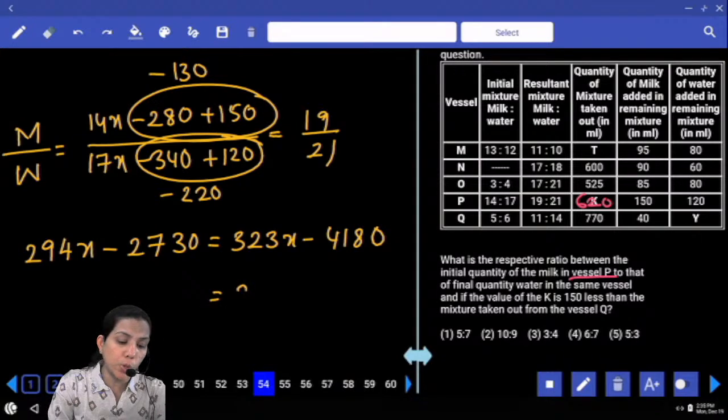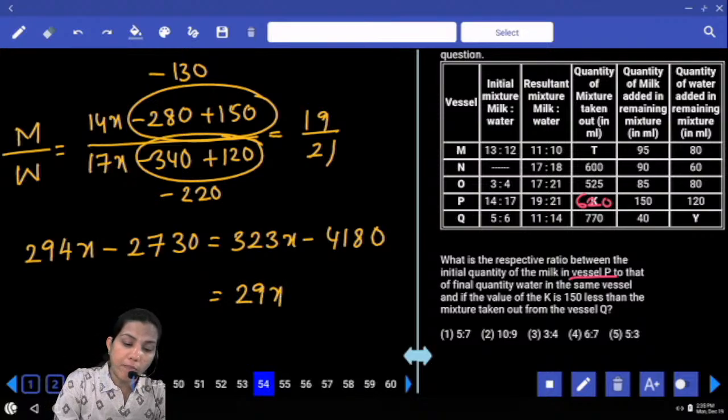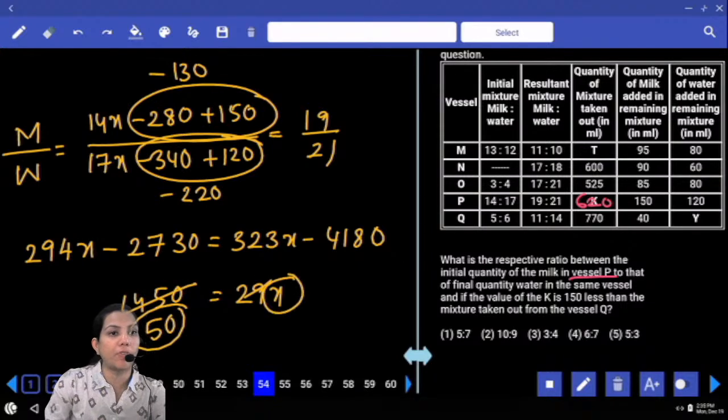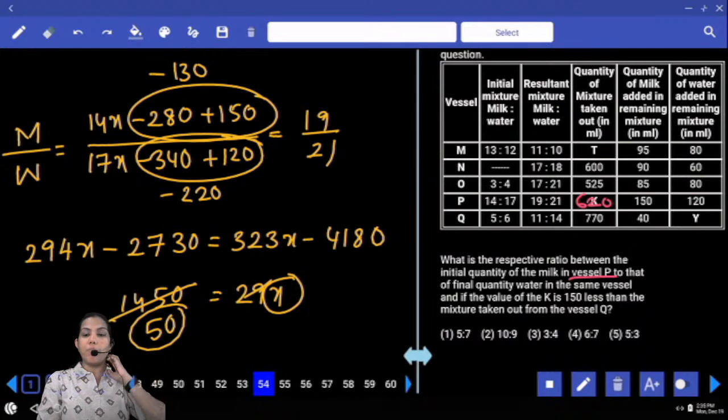Difference is equal to 29x, and it is 1450. 29 exactly how many times? 50 times. We conclude that x is equal to 50. X value 50 for question number 54.